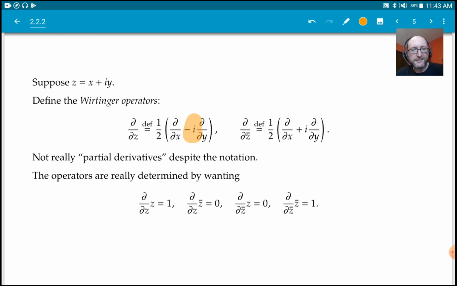But how are they determined? Well, we want the derivative of z with respect to z to be 1 and the derivative of z bar with respect to z to be 0, right? We want these guys to be. And the same thing with z bar. When I differentiate z with respect to z bar, then I want 0. And if I differentiate z bar with respect to z bar, I want 1, right? I want to set it up so that it's almost as if z and z bar were separate variables.